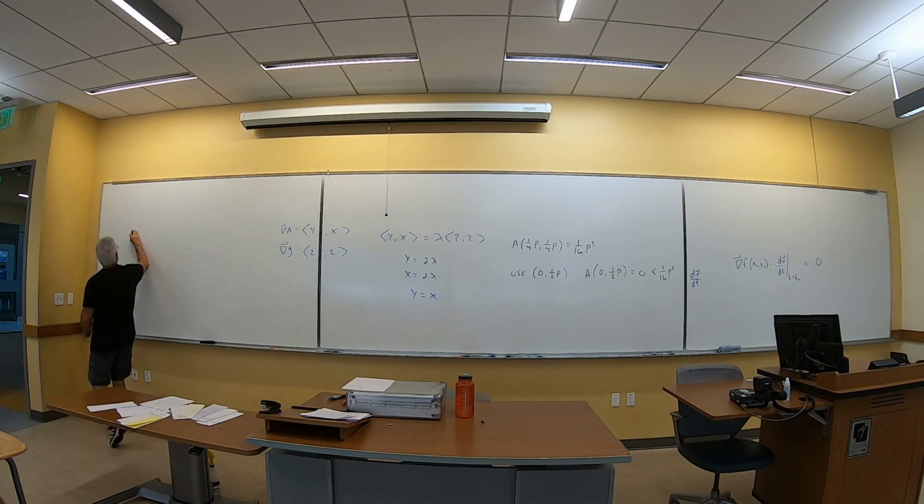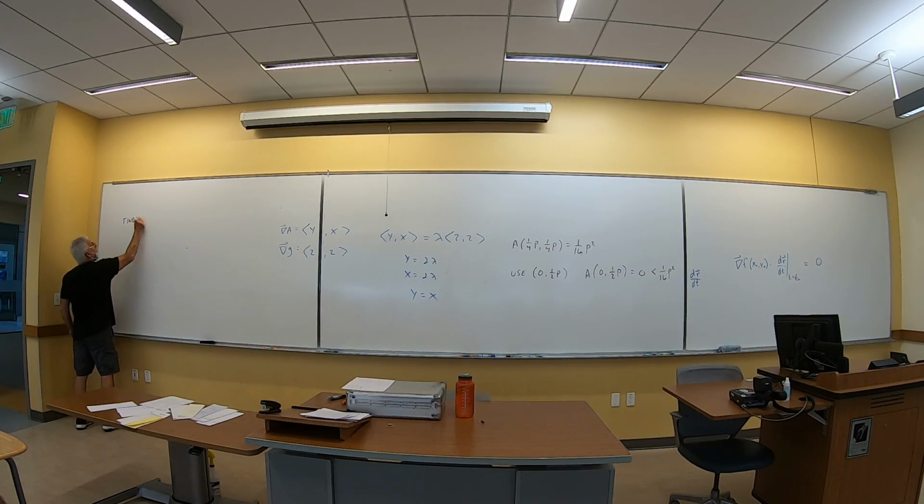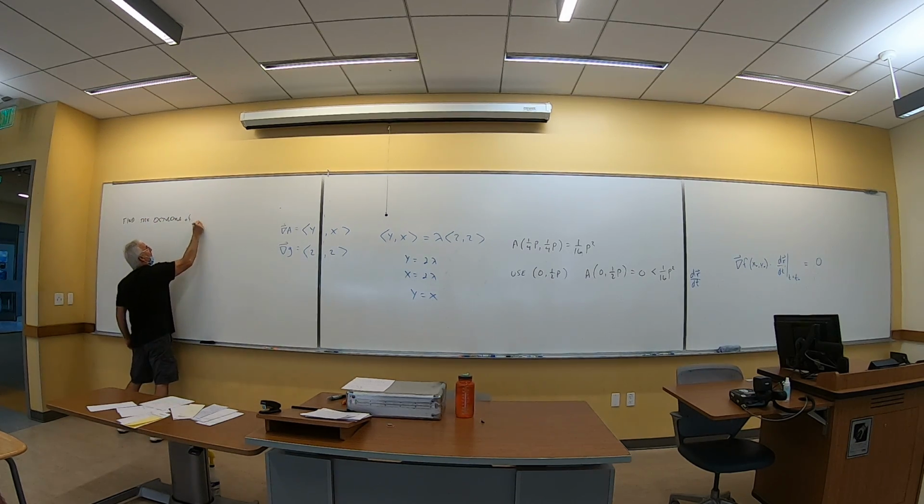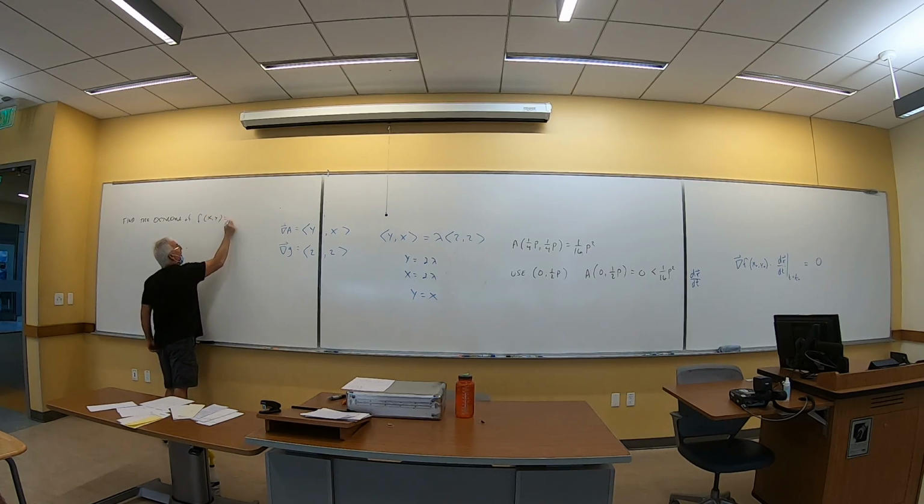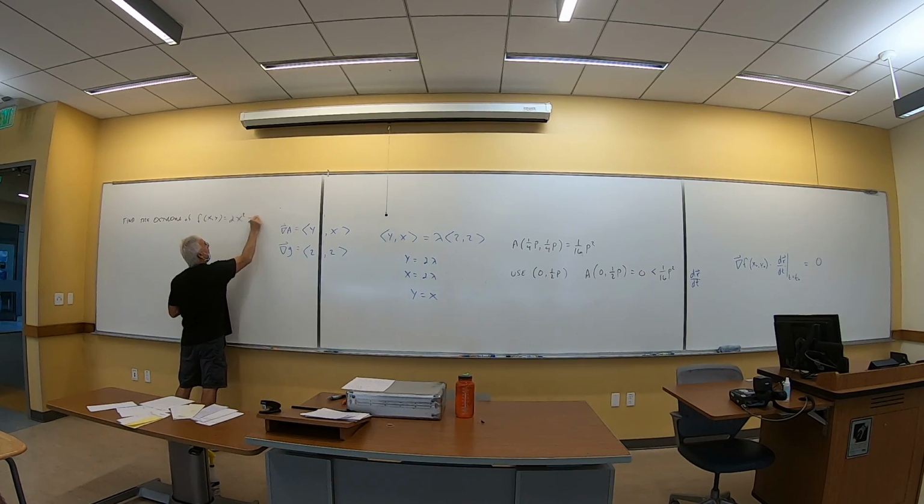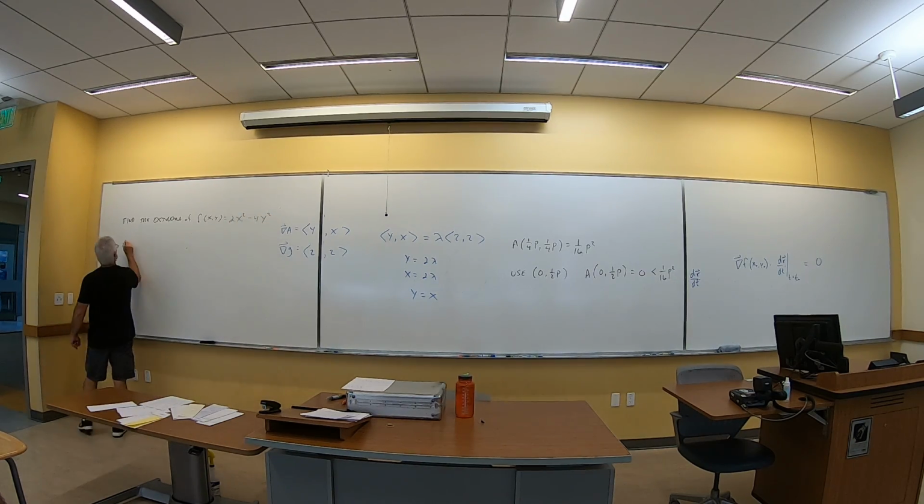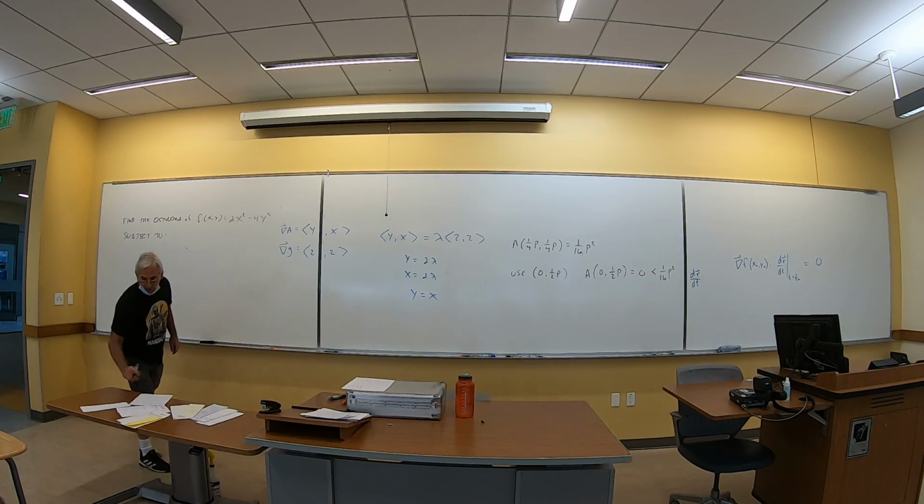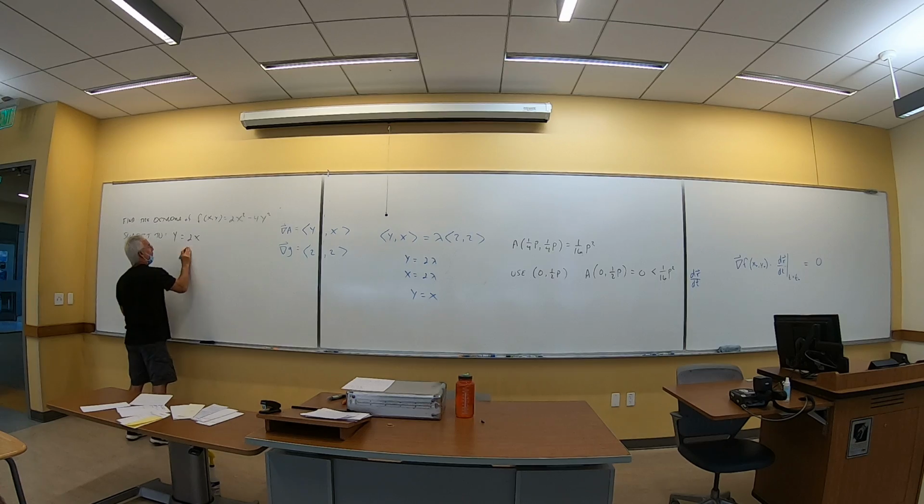So, let us find the extrema of f of x, y equals 2x squared minus 4y squared subject to, hold on, what did I choose? Can't read my own writing. Oh, subject to y equals 2x plus 7.